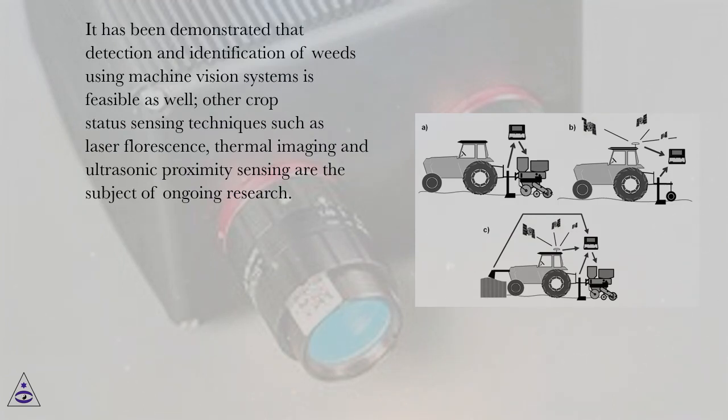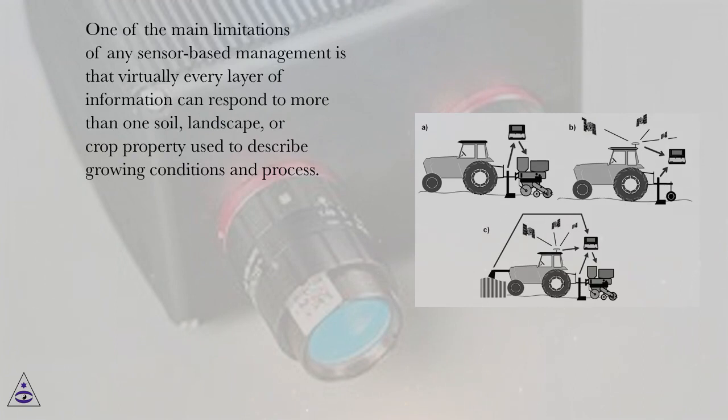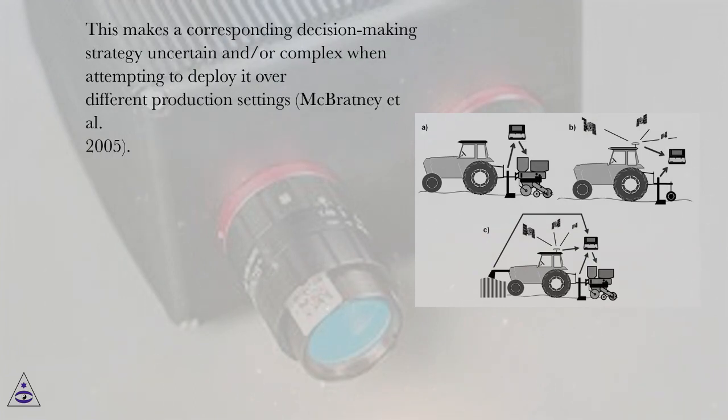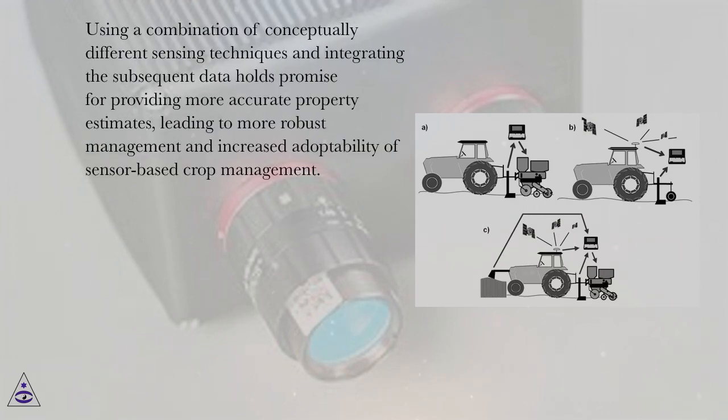One of the main limitations of any sensor-based management is that virtually every layer of information can respond to more than one soil, landscape, or crop property used to describe growing conditions and process. This makes a corresponding decision-making strategy uncertain and/or complex when attempting to deploy it over different production settings. McBratney et al., 2005. Using a combination of conceptually different sensing techniques and integrating the subsequent data holds promise for providing more accurate property estimates, leading to more robust management and increased adoptability of sensor-based crop management.